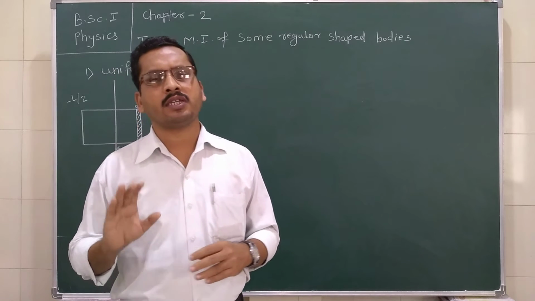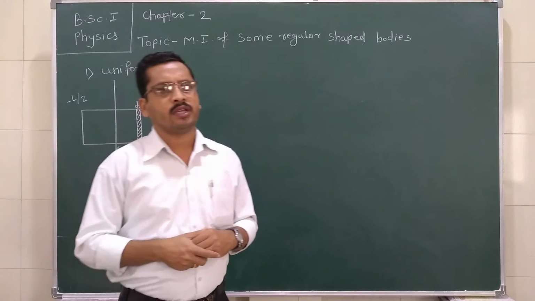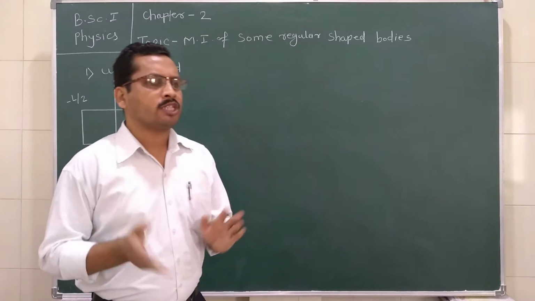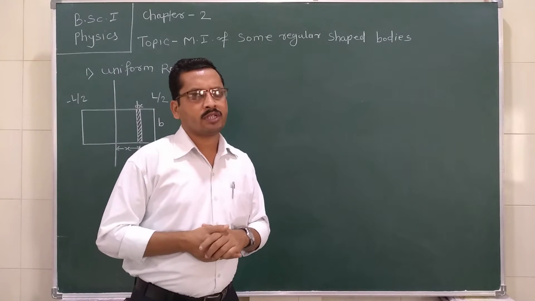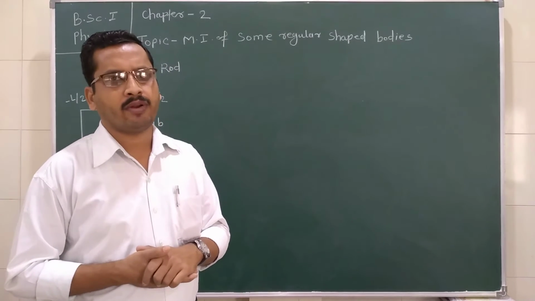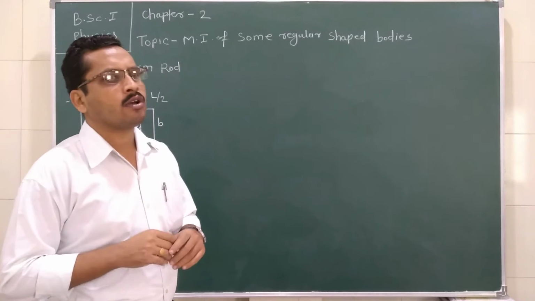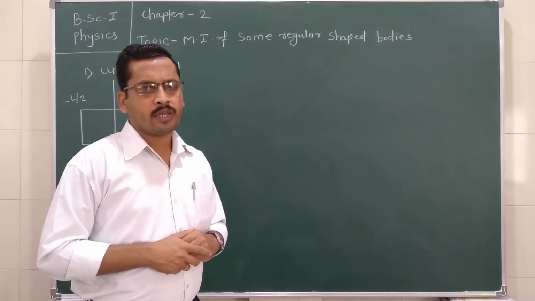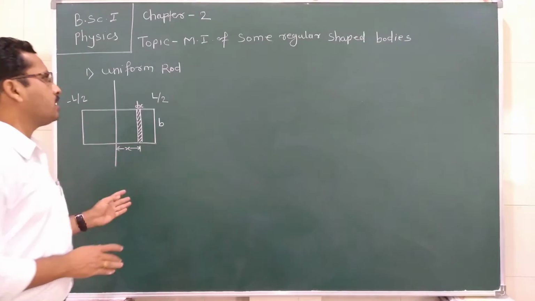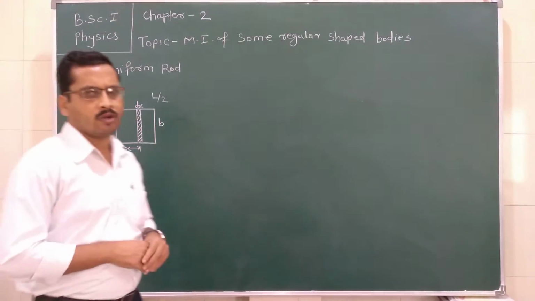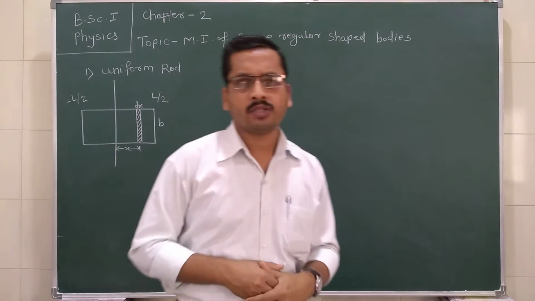We know what moment of inertia is. Moment of inertia is the opposition to the motion of the body, and if the shape of the body is different, then its moment of inertia is also different. So we are going to see the moment of inertia of some regular shaped bodies, and today we are going to discuss the moment of inertia of a uniform rod, which is nothing but a regular shaped body.